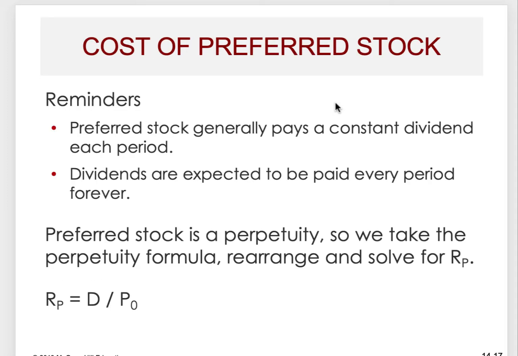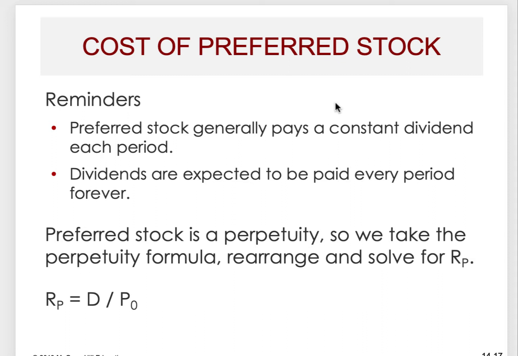Now we're going to look at the cost of preferred stock. Remember, when it comes to preferred stock, we are generally going to pay a constant dividend each period. That means preferred stock is going to be considered a perpetuity. Remember that from last semester. So we can rearrange that perpetuity equation, and we can get the cost of preferred stock.